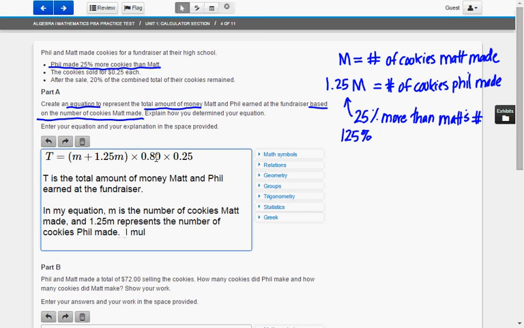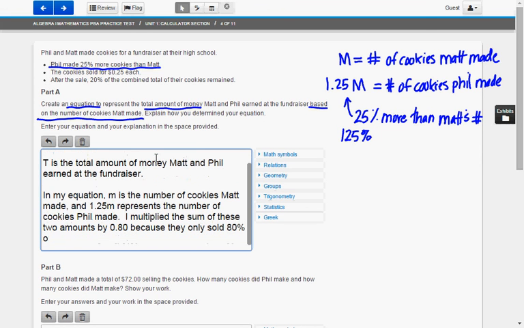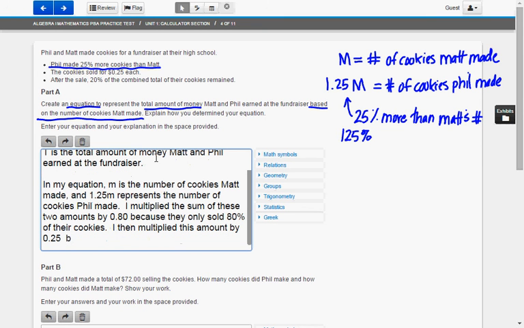I multiply the sum of these two amounts by 0.80 because they only sold 80% of their cookies. I then multiplied this amount by 0.25 because they sold each cookie for 25 cents.